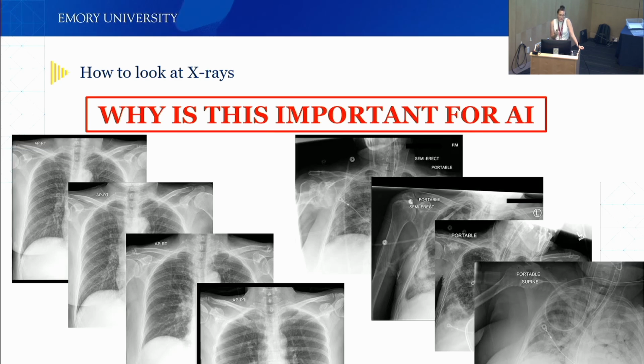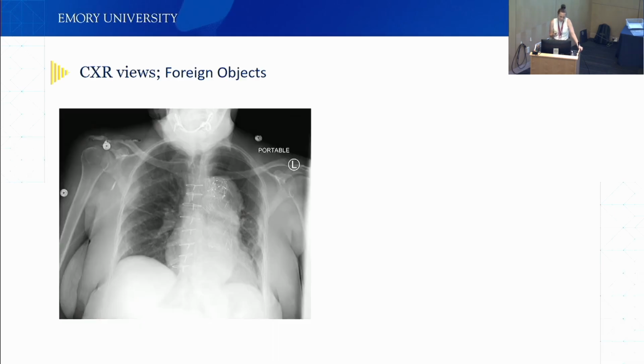So if you want to merge data sets, or if you want to merge groups, you want to make sure that you're looking at the thing you intend to look at. And then there are a lot of foreign objects that will mess that up even more. Does anybody want to describe what they see on this image? I know you can see it on this one. This is not the spine, but there is metal.